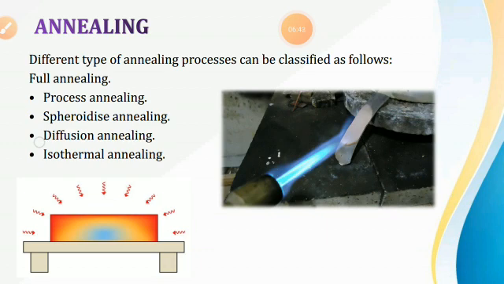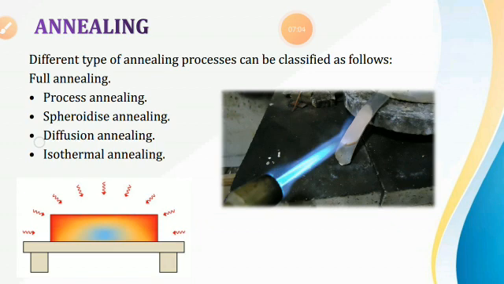The steel is held at this temperature for some time, and then cooled slowly in the furnace only. In this annealing process, the cooling is not carried out by means of water or air. The cooling will be carried out in the furnace only.